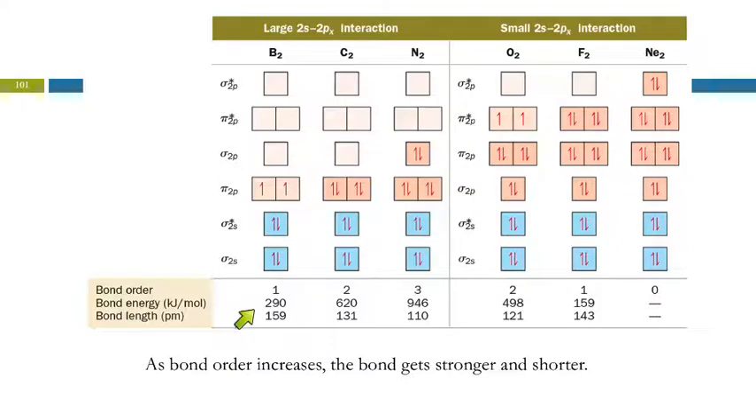When we look at the bond energies, remember, larger bond energy means it's a stronger bond. And bond length, generally a shorter bond is a stronger bond. And so we see there's a pattern here. As bond order increases, bond energy increases, and the bond length decreases. So nitrogen is at a maximum here, and then it starts going down again, and we see that the bond energy is decreasing and the bond length is increasing. Any questions?